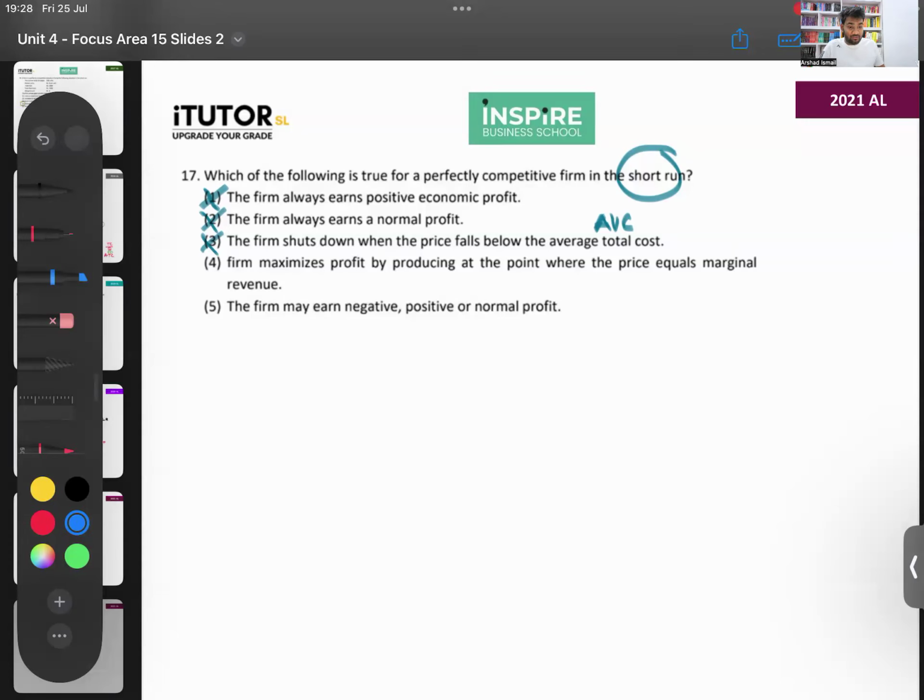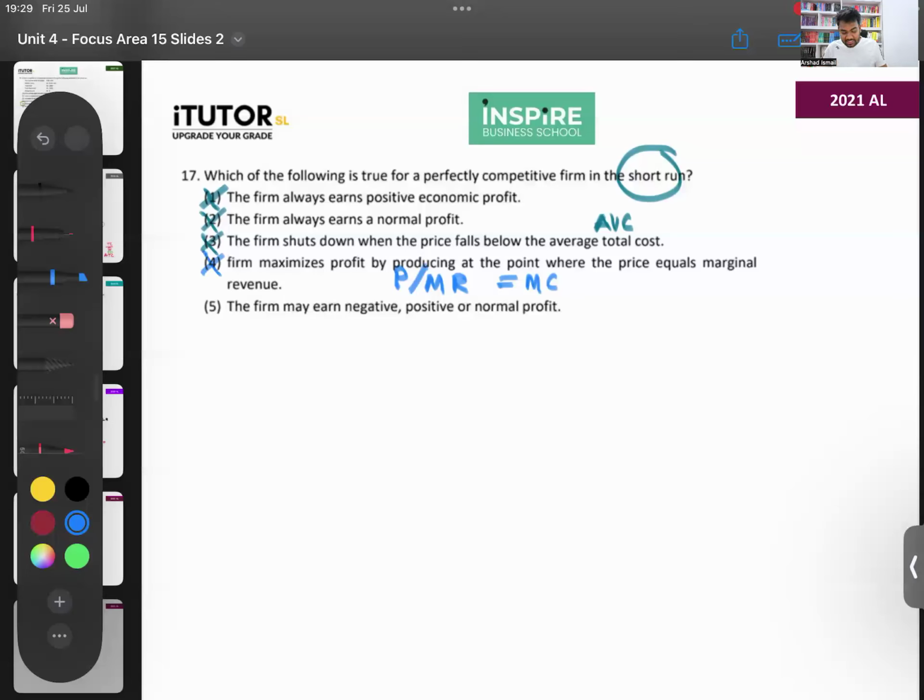Option 4: a firm maximizes profit by producing at a point where price equals marginal revenue. Do you maximize profits at a point where price equals marginal revenue? Price and marginal revenue are anyway equal, Lamai. You maximize profits not when price equals marginal revenue, but when the price or the marginal revenue equals marginal cost. So here they are saying the firm is maximizing profits when price is equal to MR. That is not the profit maximizing condition. The profit maximizing condition is that the price or the MR has to be equal to MC. So then 4 is also gone.